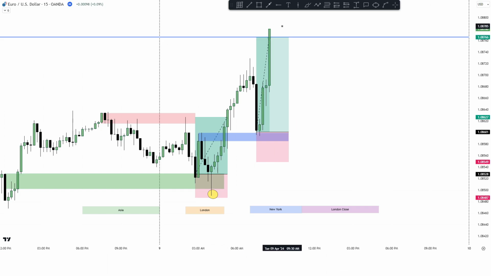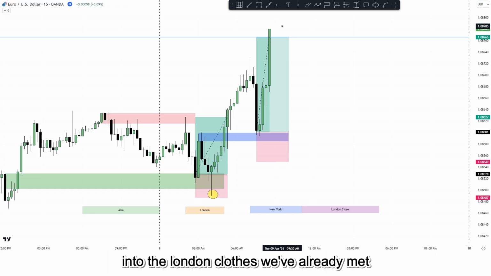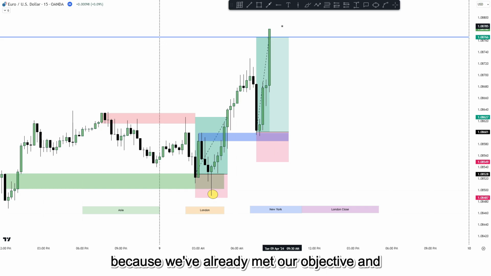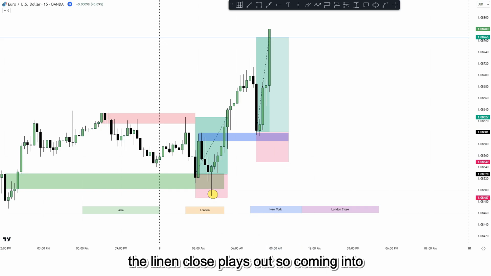Okay, now we're getting into the London close. We've already met our objective for the day. I'm anticipating a reversal that didn't take place into the London close because we've already met our objective and we've established that high. Let's see how the London close plays out.